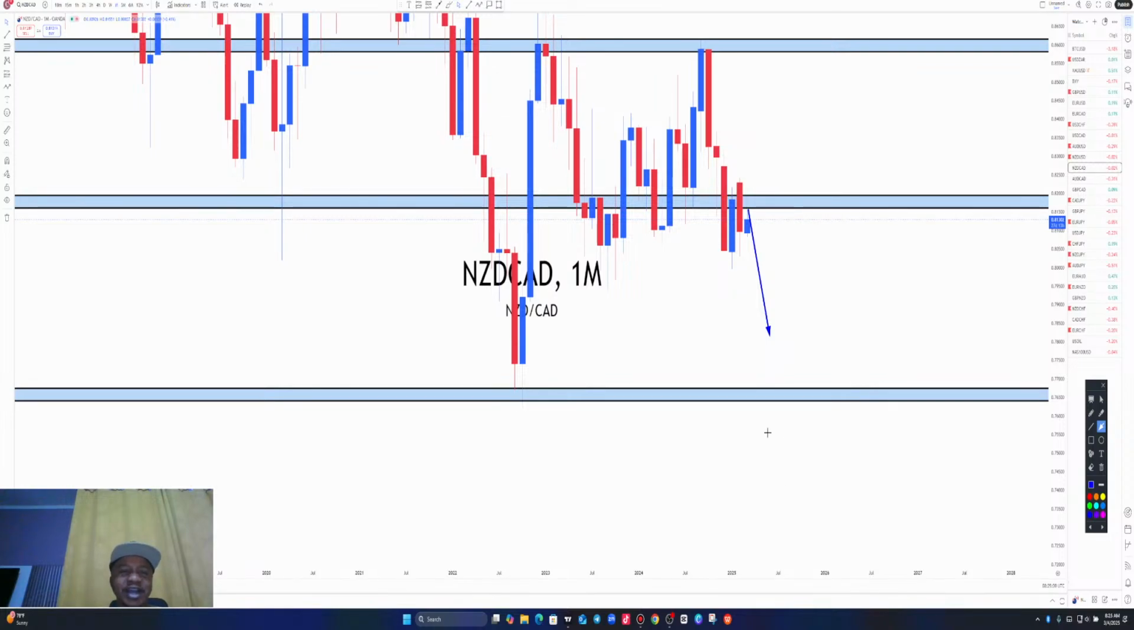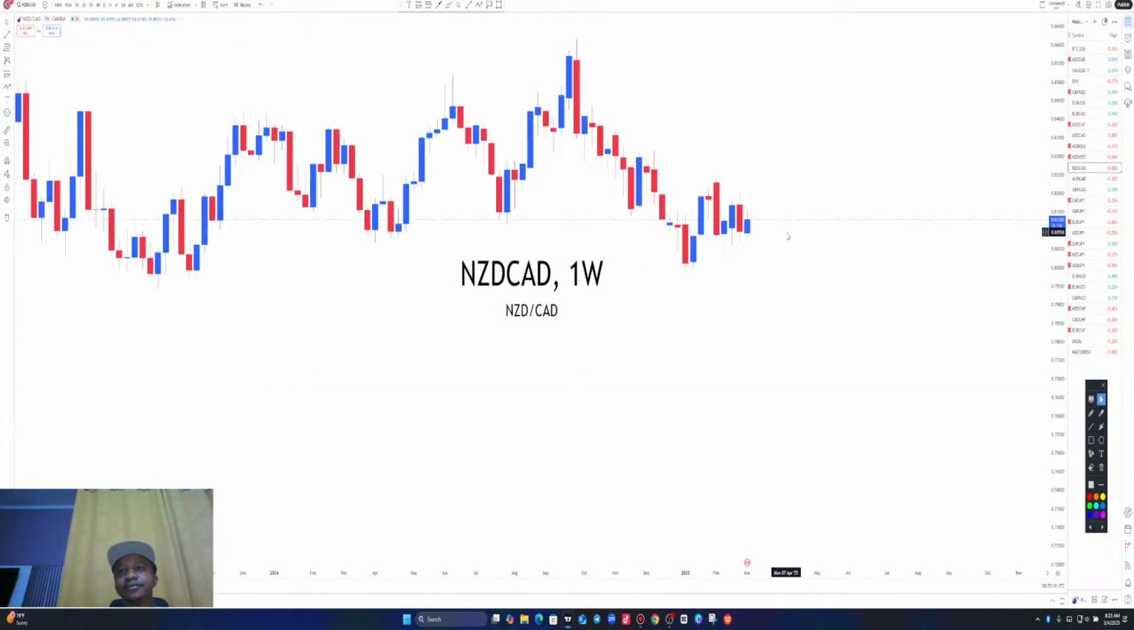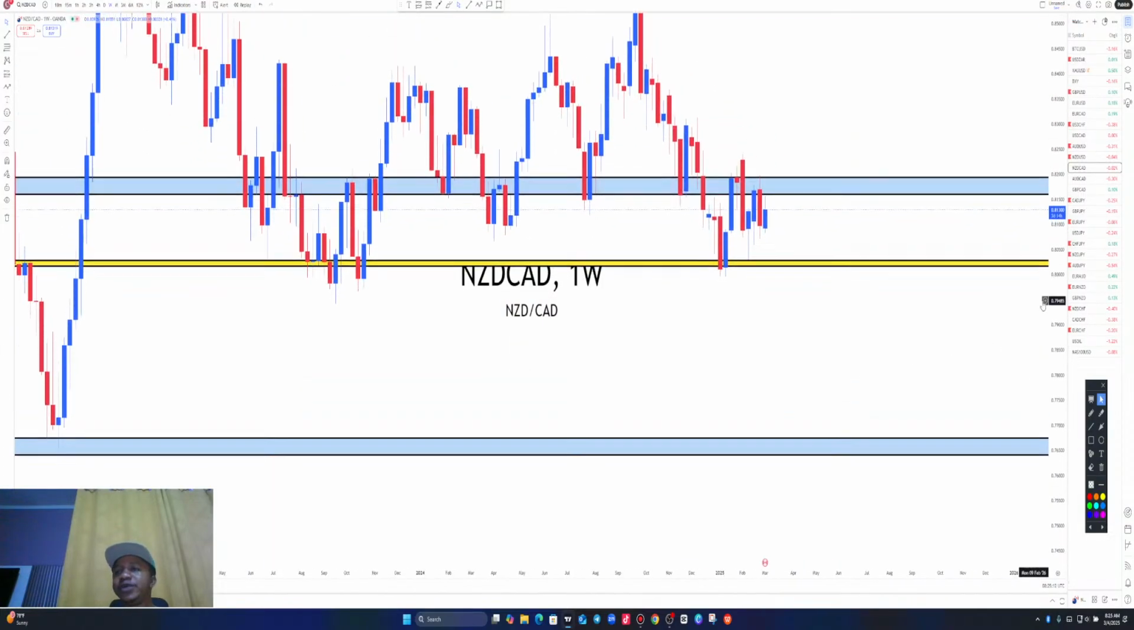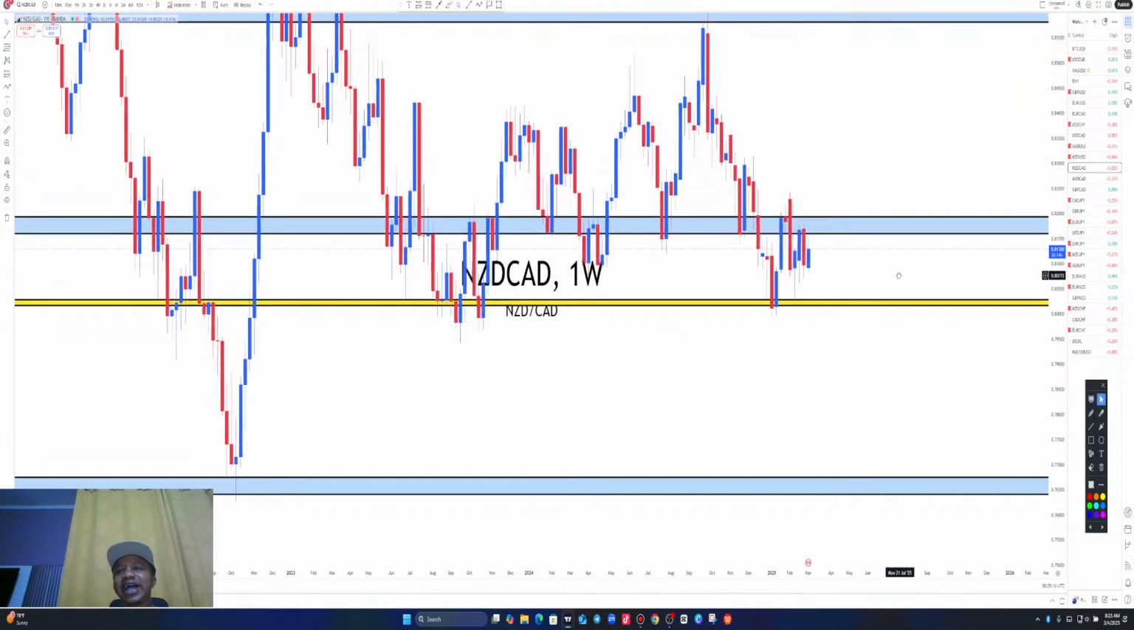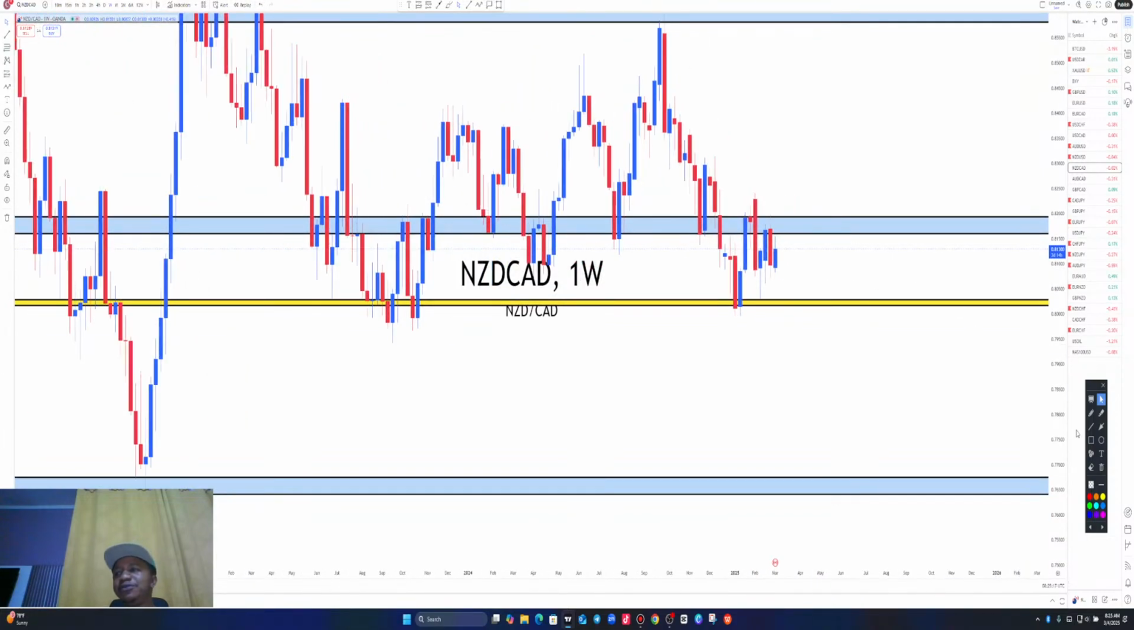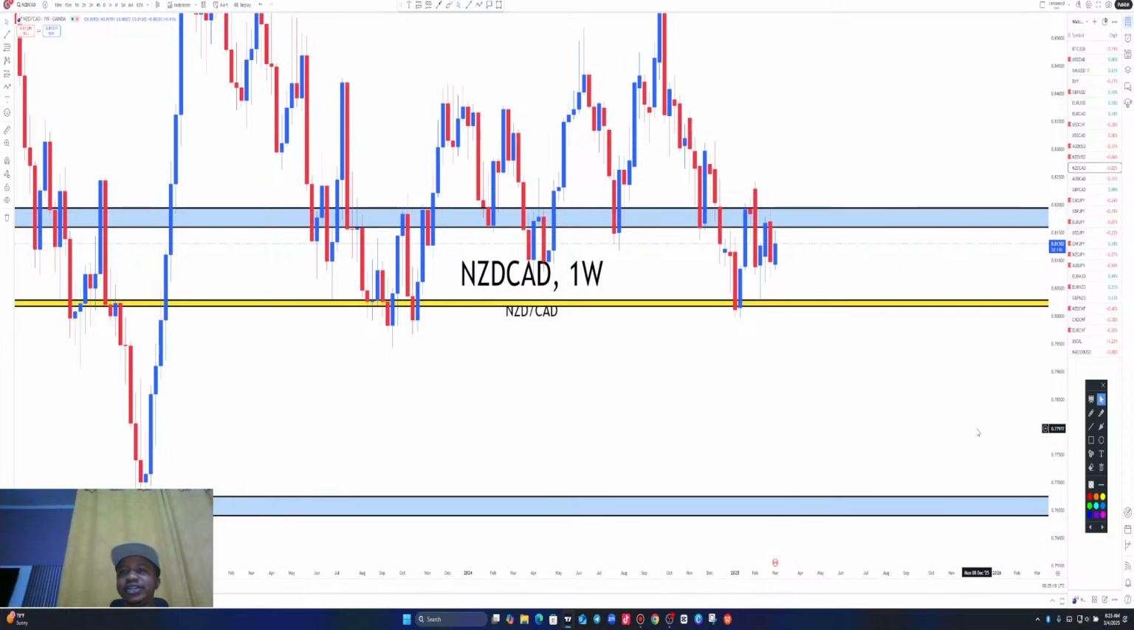But is it the final direction? Let's find out by going through the various time frames together and also try to understand what they are telling us. All right, so let's go to the weekly for more understanding. Okay, so this is the weekly time frame of NZD CAD. Now, NZD CAD on the weekly time frame, we can see a downtrend on the weekly.